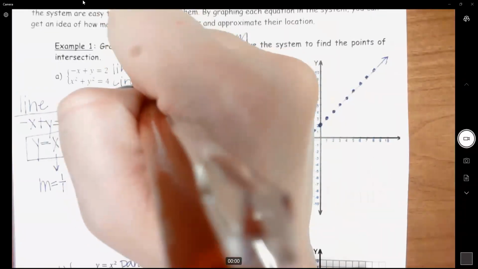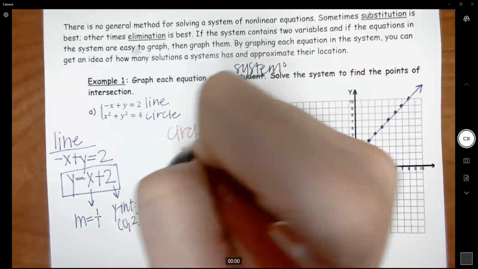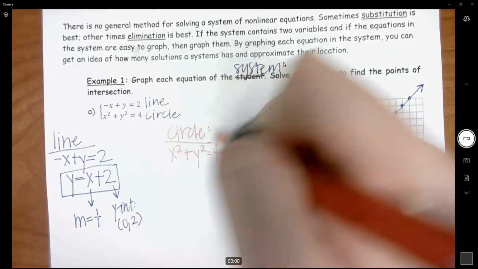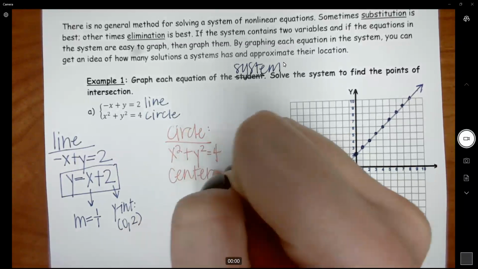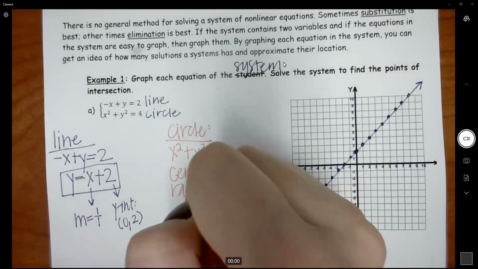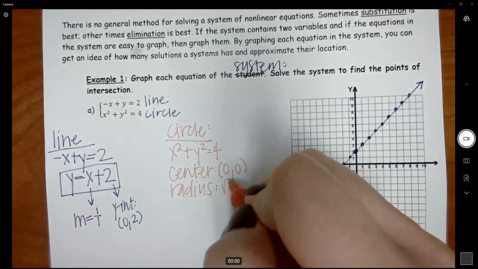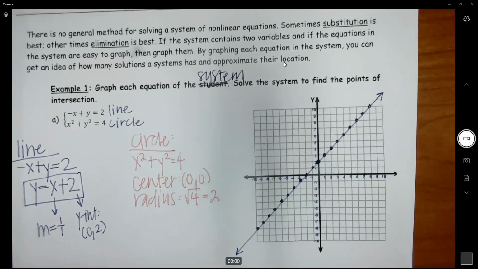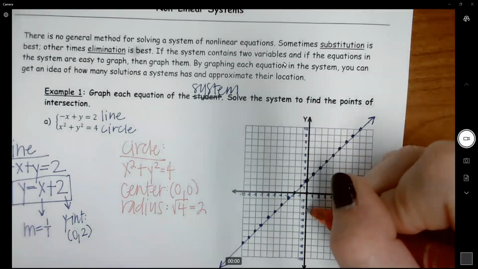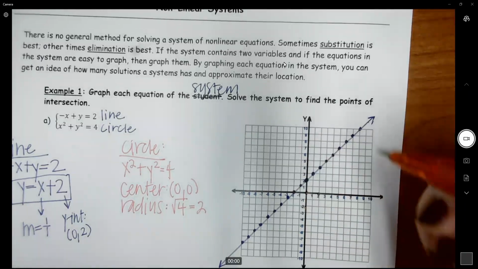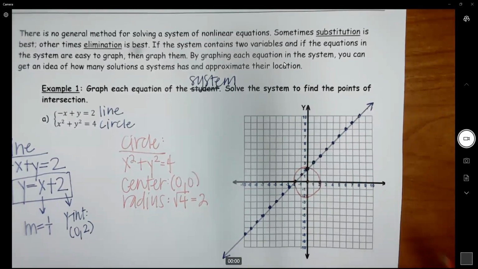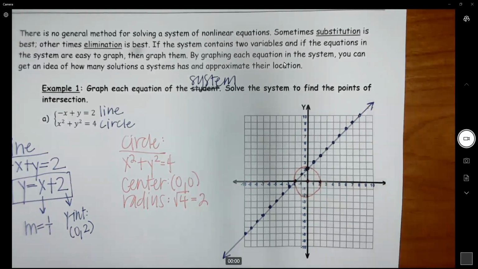My next one is a circle. This actually tells me everything I need. This tells me the center is at 0, 0 because it's x squared, y squared. And then I know that my radius is 2 because the square root of 4 is 2. So I will start here in the middle, and then I will go up 2, down 2, right 2, left 2. And as you may have noticed, because my line is accurate, when I go up 2 and left 2, those are points on my graph.